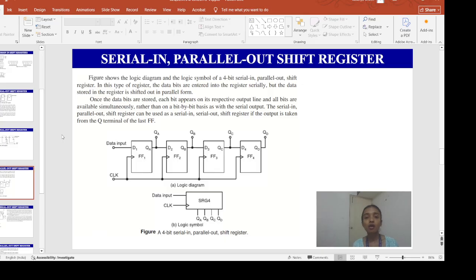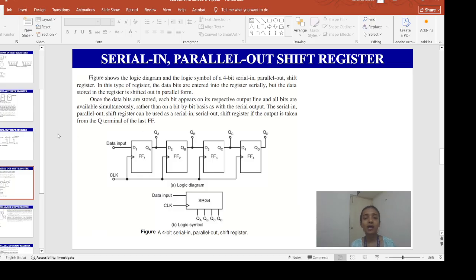Now, what is a serial in parallel out shift register? This figure over here is a serial in parallel out shift register. In this type of register, the data bits are entered into the register serially, but the data stored in the register is taken out in parallel form. For the first flip-flop you take out this data, for the second flip-flop this data, for the third flip-flop this data, and for the fourth flip-flop this data.